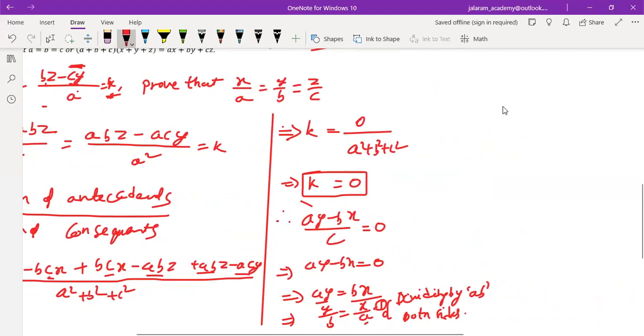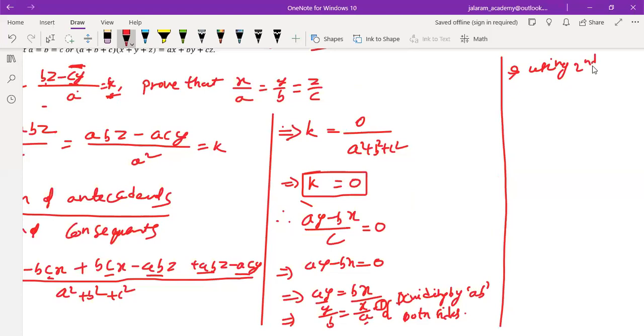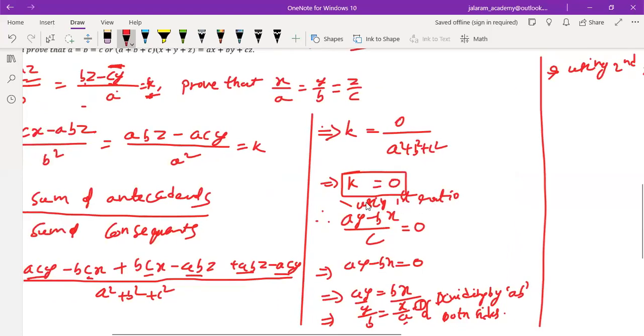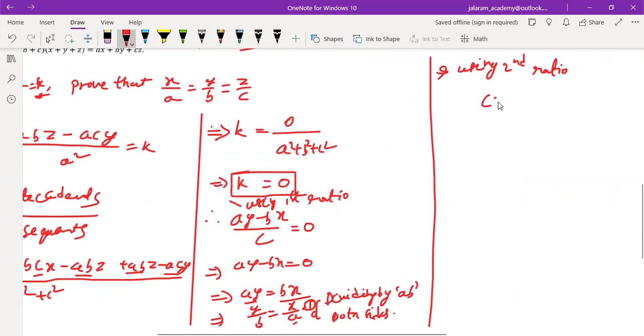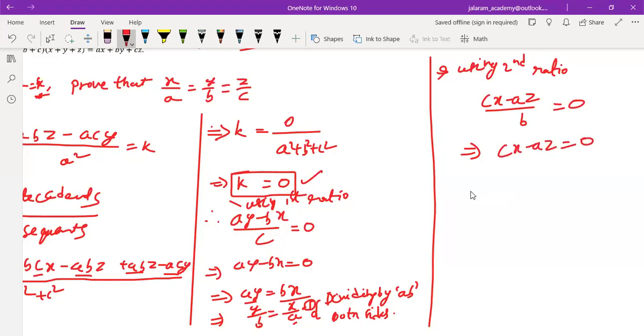This is using the first ratio. When we use the second ratio, (cx - az)/b equals k. The value of k is 0. So cross multiplying, cx - az equals 0. Cx equals az, dividing both sides by ac. x/a equals z/c.